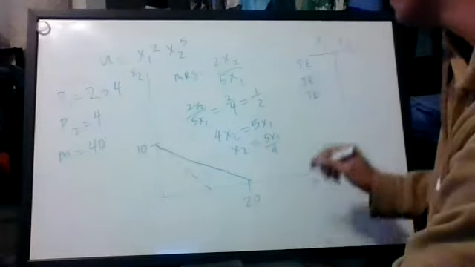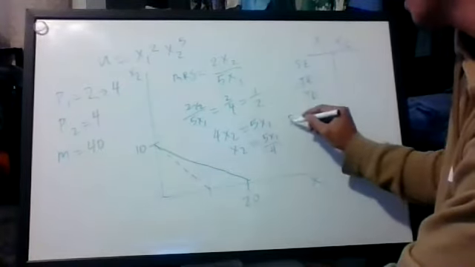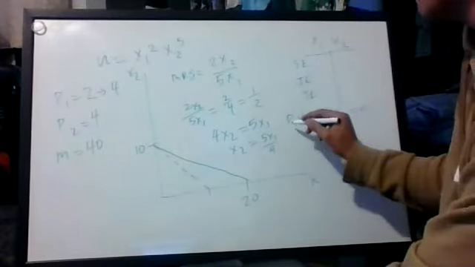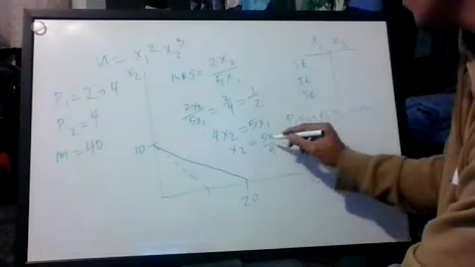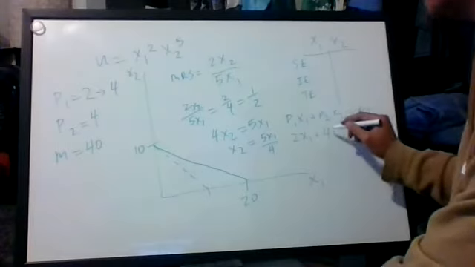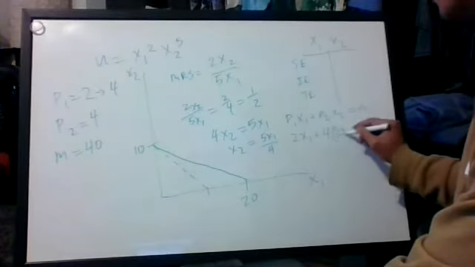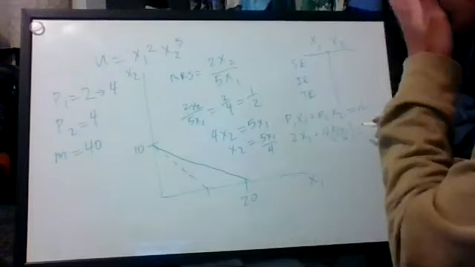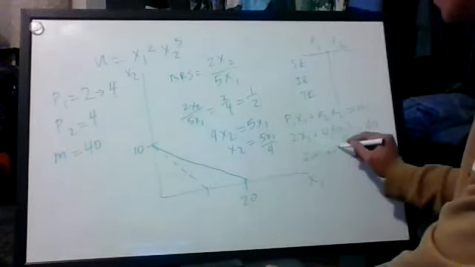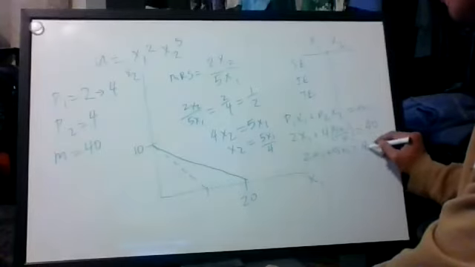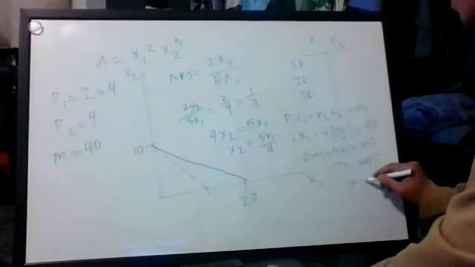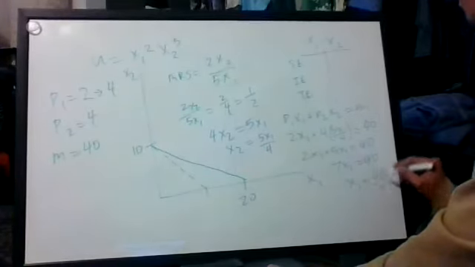So P1 x1 plus P2 x2 is equal to M, right? P1 is 2, x1 is just x1, plus 4, which is P2, and this is 5x1 over 4, is going to be equal to 40, right? Which means that 2x1 plus 5x1 is equal to 40, which means that 7x1 is equal to 40. So that x1 is equal to 40 over 7, right?